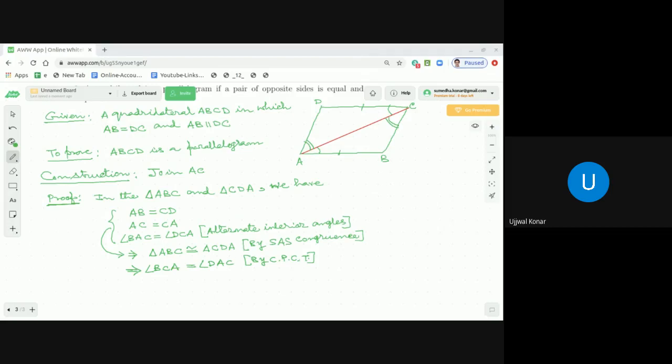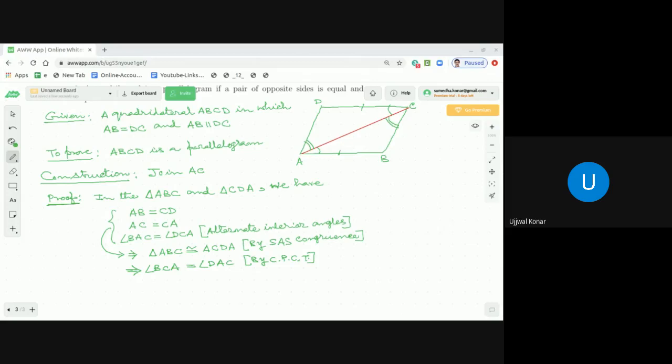Now, the line AC intersects AB, AD and BC. Okay. Just concentrate on my statement, what I'm saying. After that, I'll write also. If you look into this, that line AC intersects AD and BC at A and C respectively, such that the angle DAC is equal to angle BCA, which form a pair of alternate interior angles.